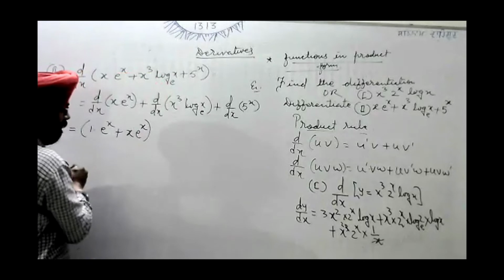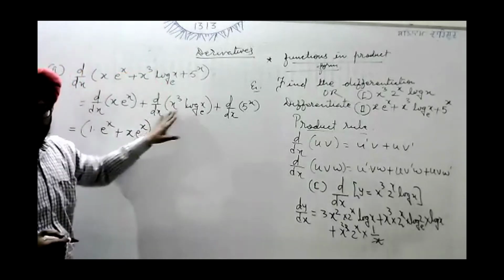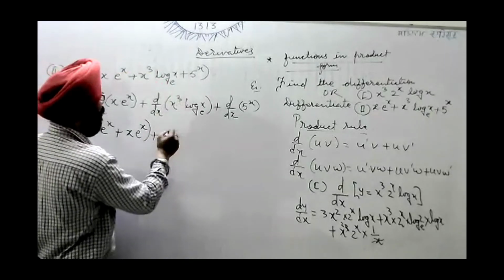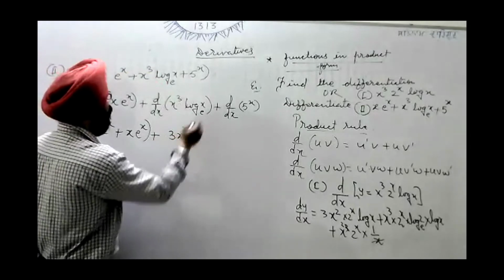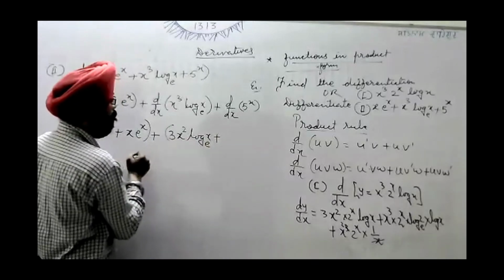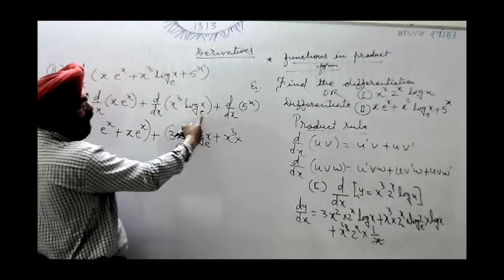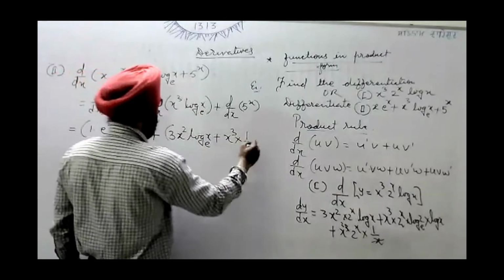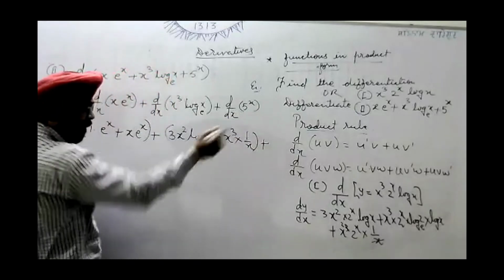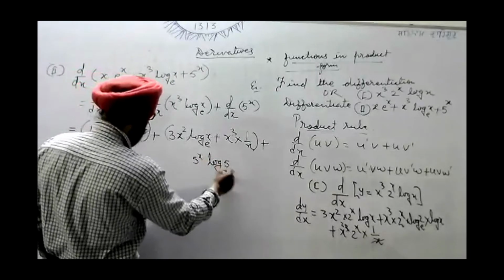E to the power x. Next, differentiation of the product of these two. So for this purpose, x cube will be solved by power rule. 3x square log x, as it is, base e, plus x cube as it is, log x to base e differentiated, 1 upon x, plus differentiation of 5 to the power x. Recently we did such a function: 5 to the power x log of 5 base e.